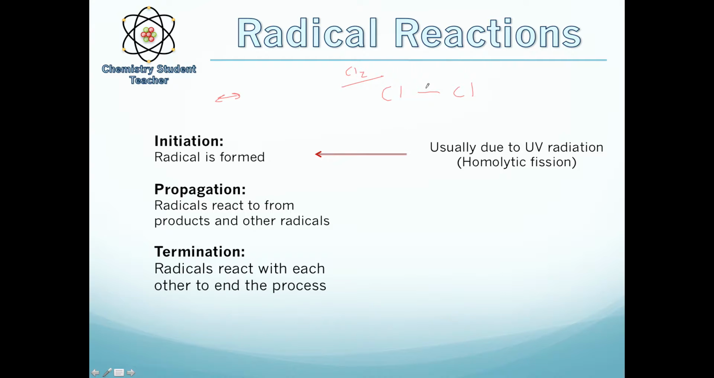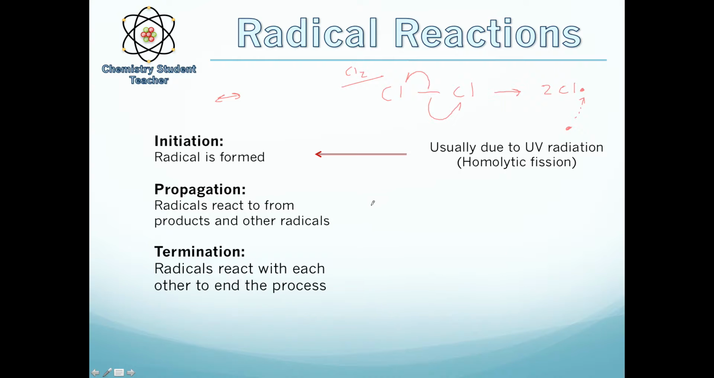And when we have a diatomic chlorine molecule and we pump a lot of UV radiation into it, it actually breaks through homolytic fission, meaning one electron goes to one atom and one electron goes to the other, which forms 2 radicals. How we represent a radical is with this dot. This dot next to the molecule represents an unpaired electron. It is a radical. So that's the initiation.